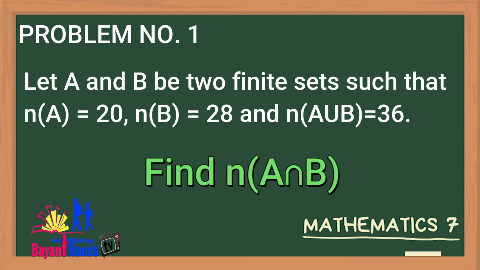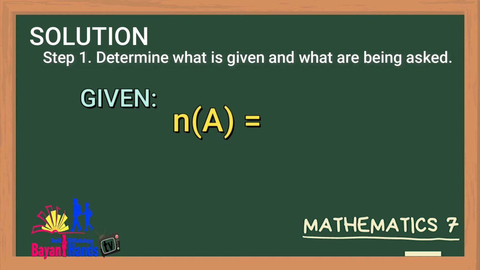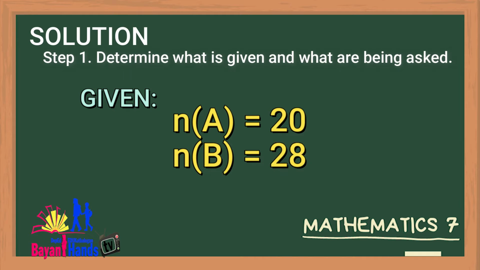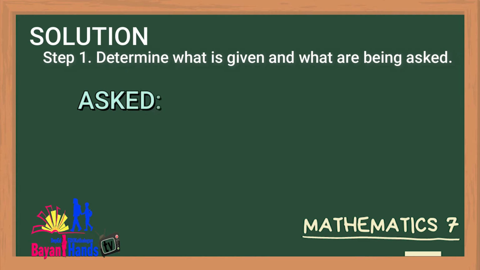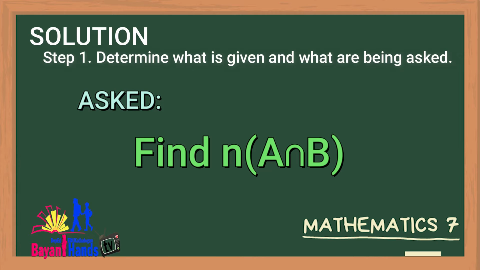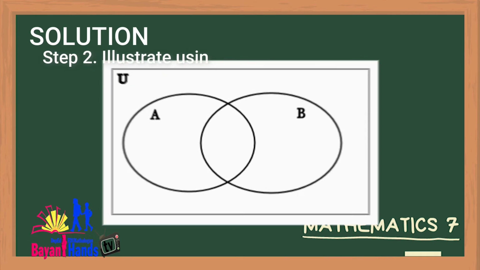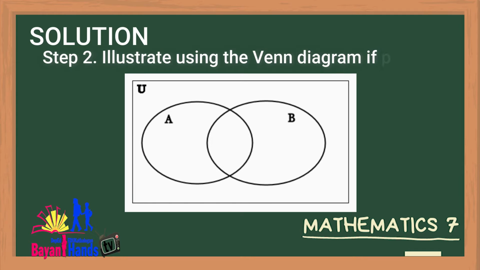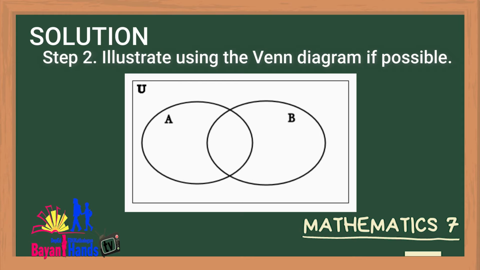Step 1. The given are stated there. The n of A is 20, n of B is 28, and n of A union B is 36. And we need to find the cardinality of A intersection B, or the common elements of sets A and B. Do you follow? The next step is very crucial, the construction of the Venn diagram. One wrong information will affect all the rest, thus your answer.